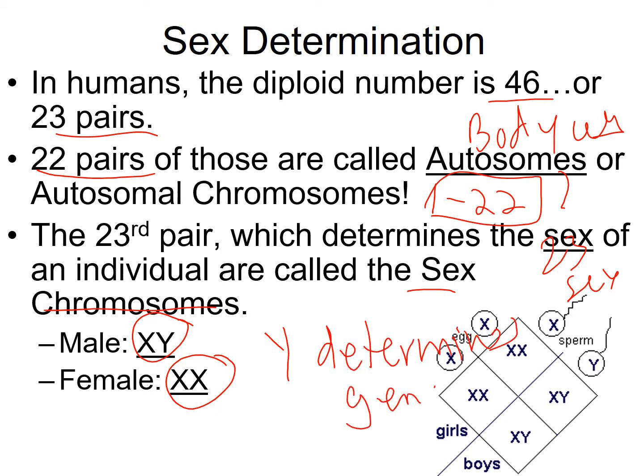Why does Y determine the gender? Because if you have a Y, you're a boy. I don't care how much like a girl you look. If you got a Y, you are a boy. And if you do not have a Y, I don't care how much like a man you look, you are not a boy.